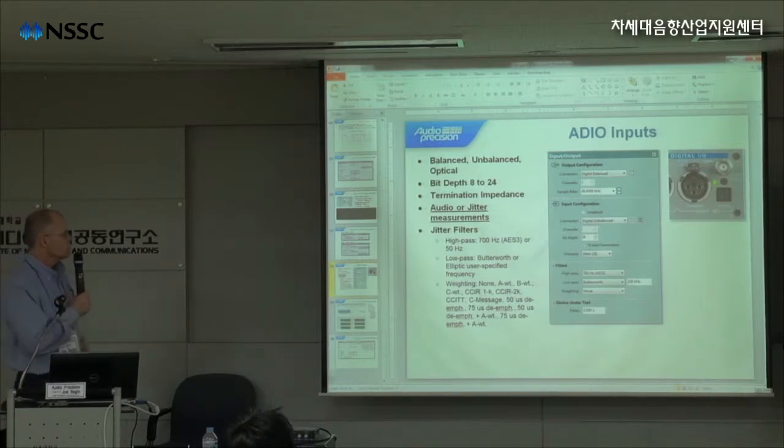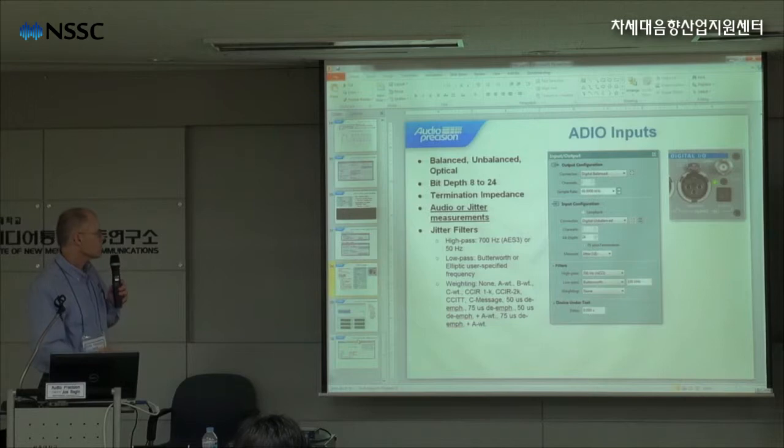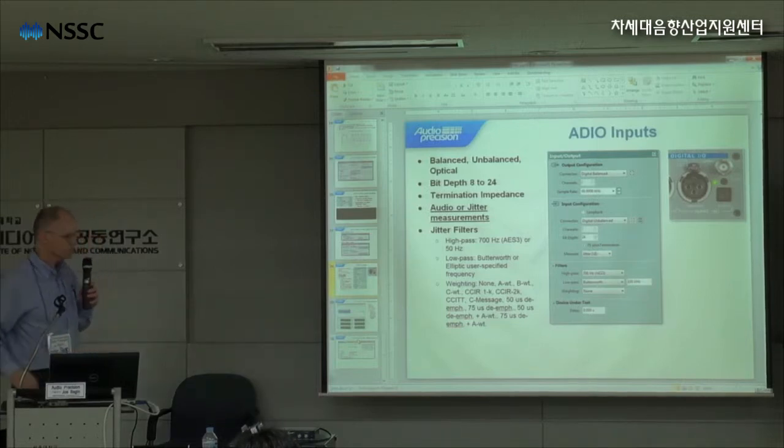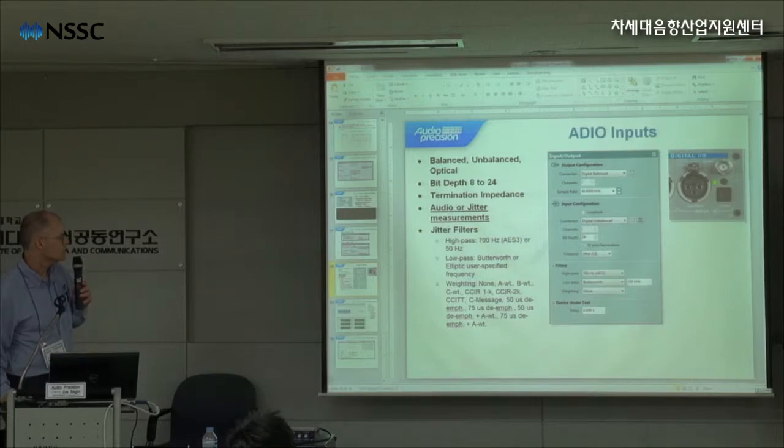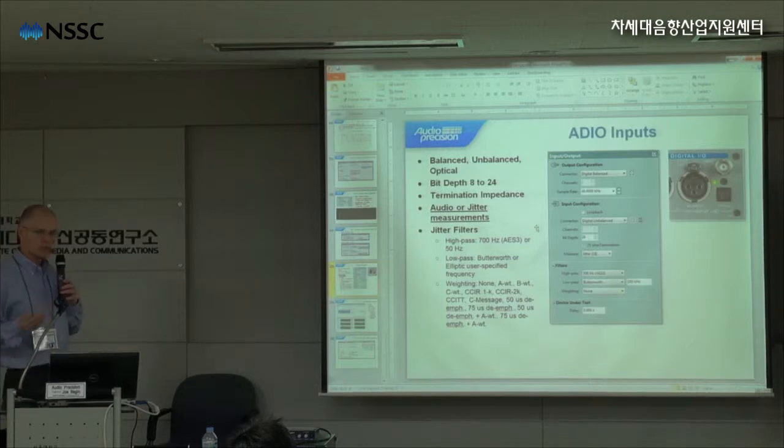So on the ADIO inputs, it supplies to the balanced, unbalanced, or optical. The bit depth is 8 to 24 bits. We can adjust the termination impedance on the input. And you can choose to measure either audio or jitter.